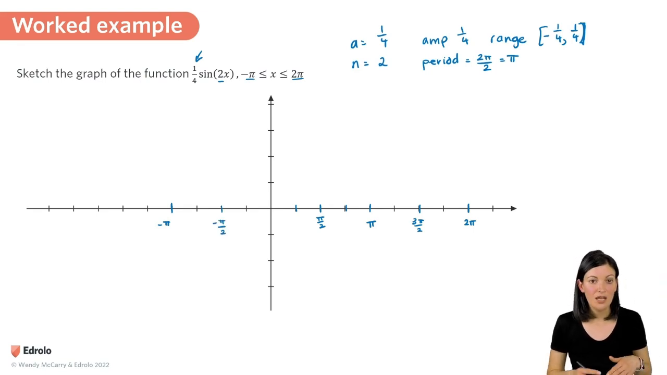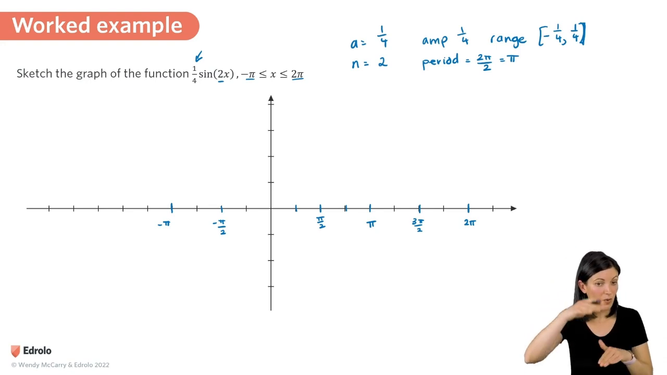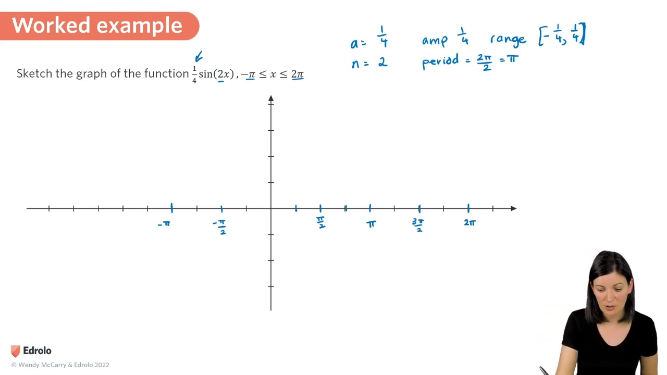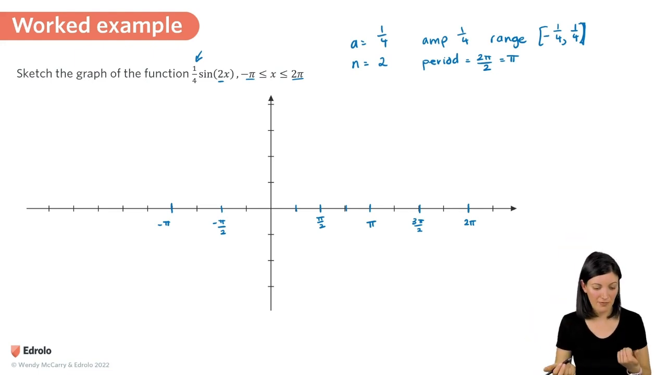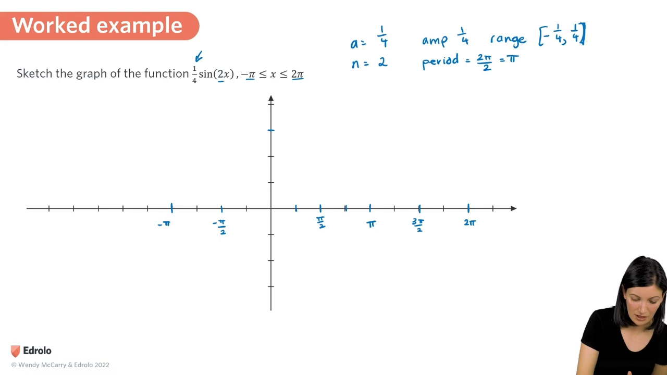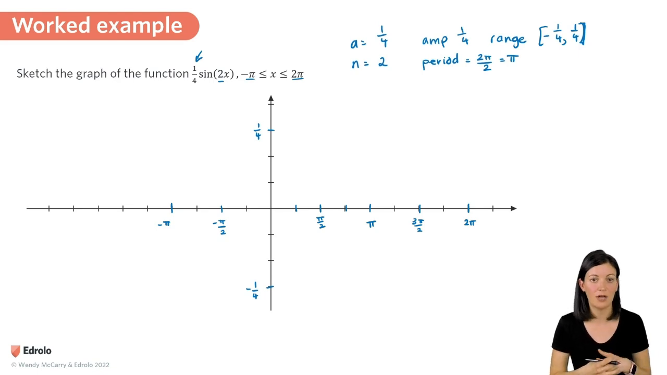Okay. Now, the range, the y-axis, I should label in terms of looking at my amplitude, because that's going to tell me my minimum and my maximum values. So I'll just say that this is a quarter and this is negative a quarter. So those are the key points that you want to label before you start sketching your graph.